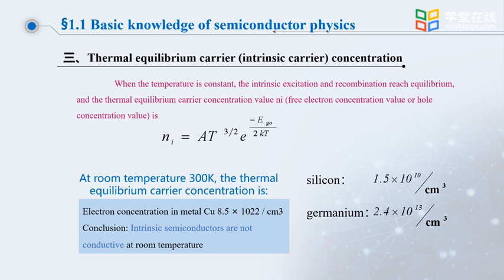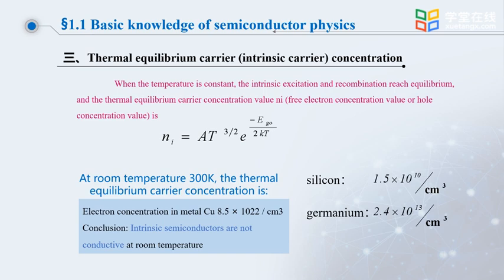The formula is the one below. However, you don't need to remember it. We are going to look at a set of data for silicon atoms in a silicon crystal at room temperature. Its thermal equilibrium carrier concentration is 1.5 times 10 to the 10th per cubic centimeter. Germanium is 2.4 times 10 to the 13th power per cubic centimeter.